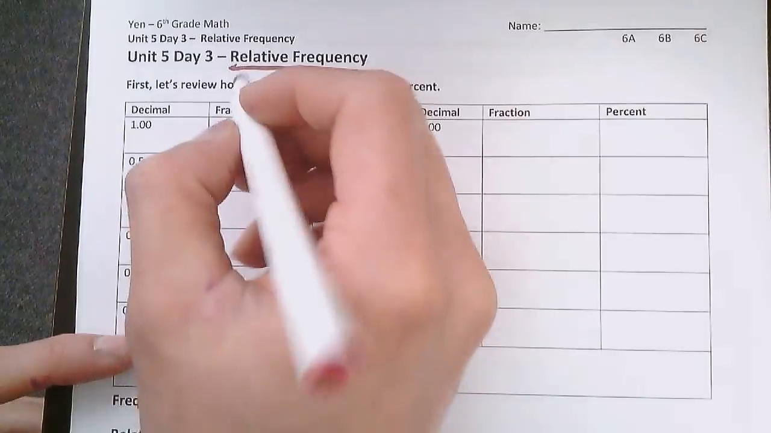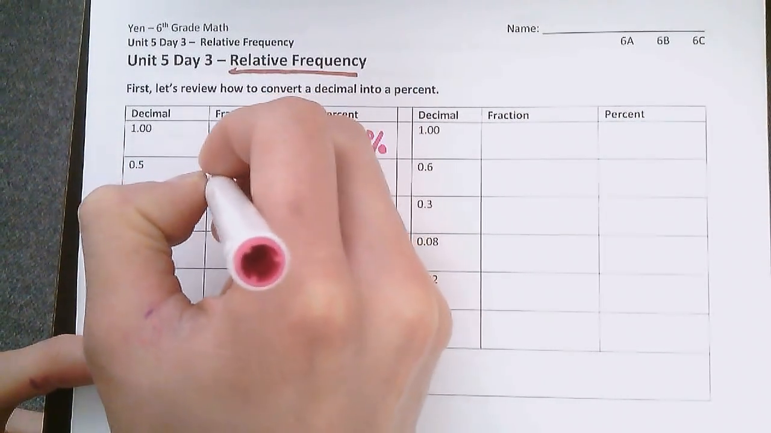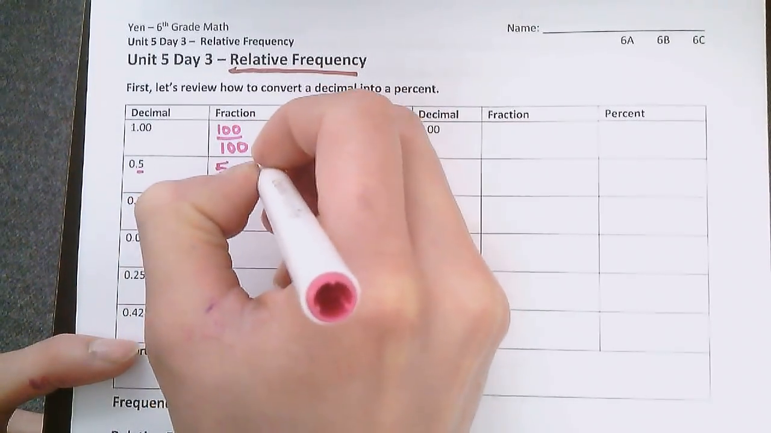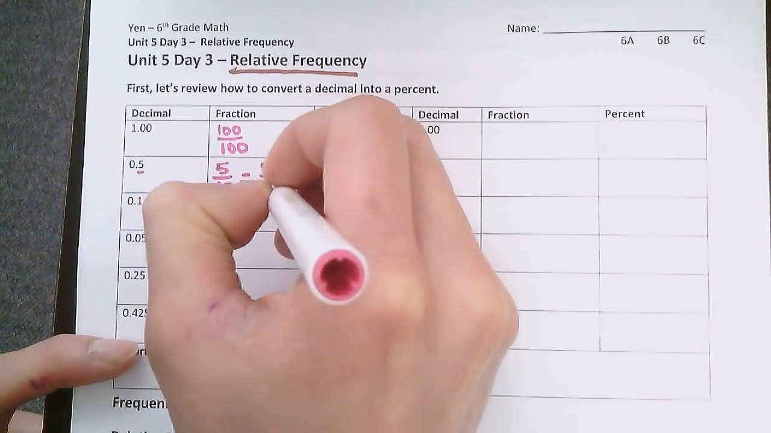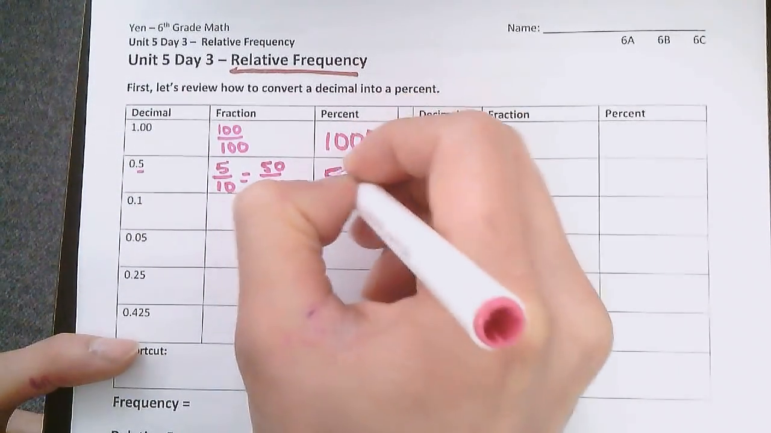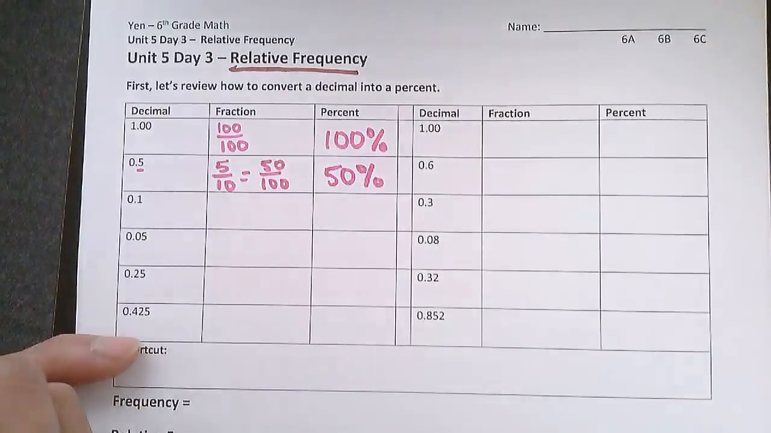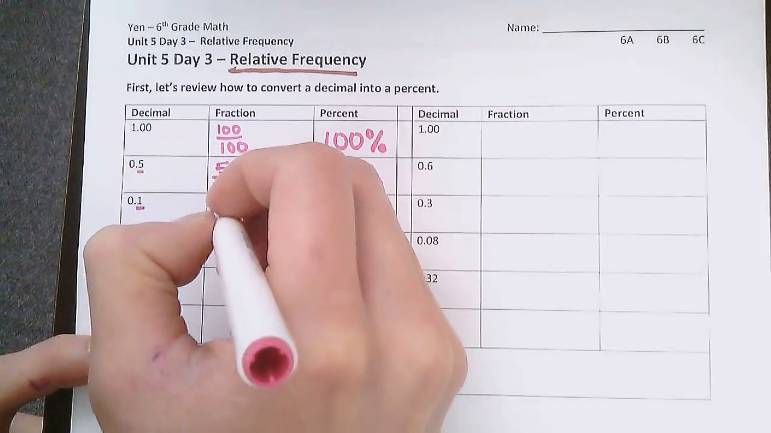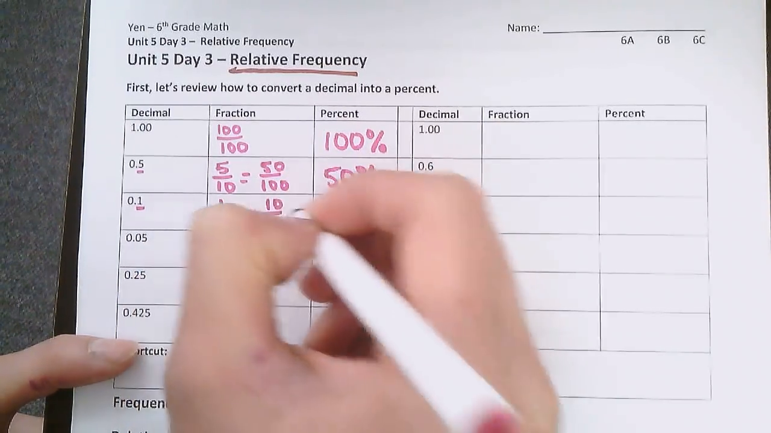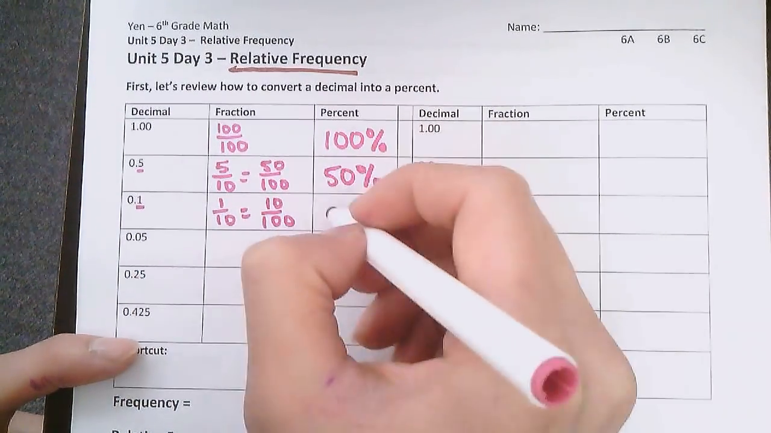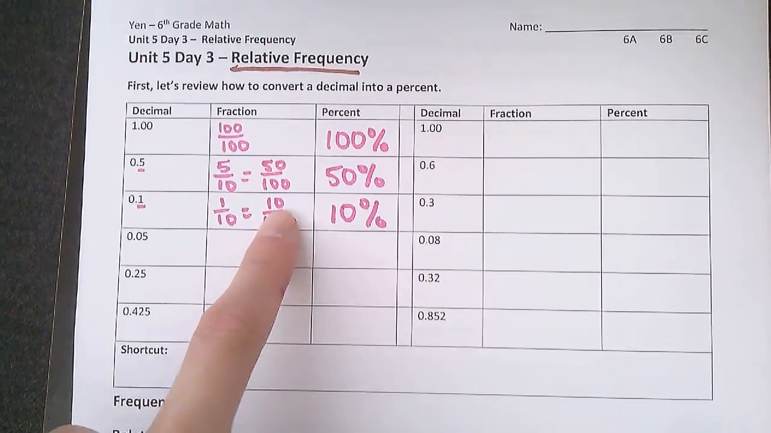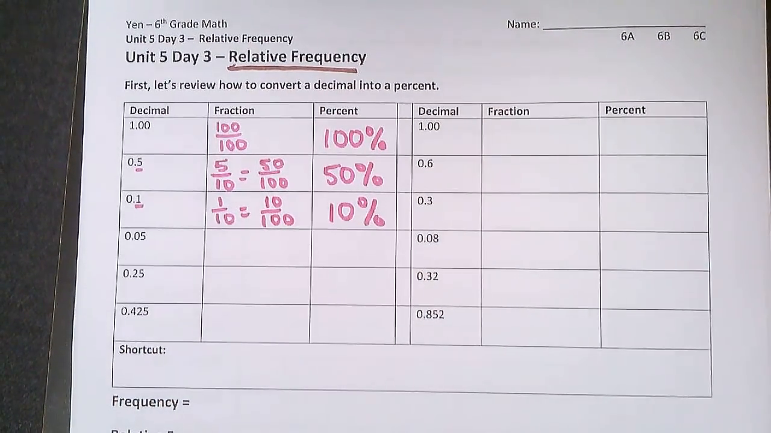0.5, that's the same thing as 5/10, because the 5 right here is in the tenths place. 5/10 is the same thing as 50 out of 100. So 0.5 is the same thing as 50%. It's like having half of something. 0.1, same thing. That's the same thing as 1/10, which is the same thing as 10 out of 100. 10 out of 100 is the same thing as 10%. Percents are always out of 100. Whatever the numerator is out of 100, that's what the percent is.